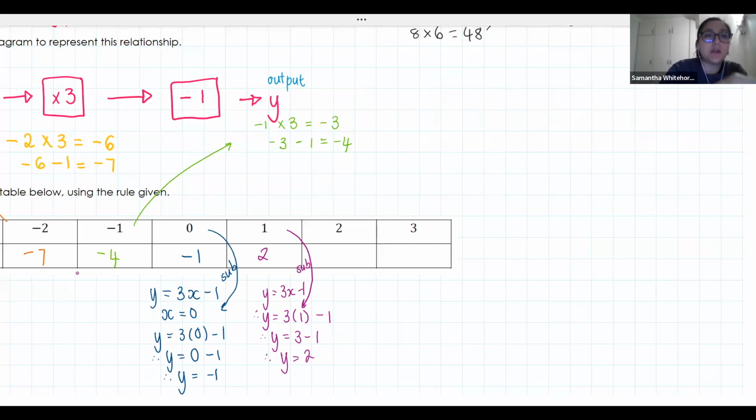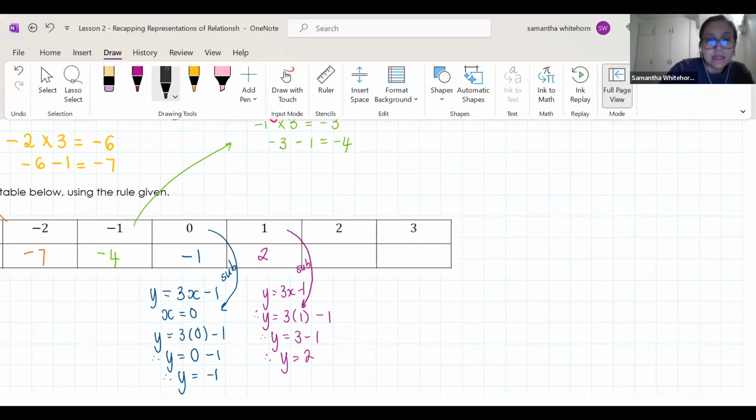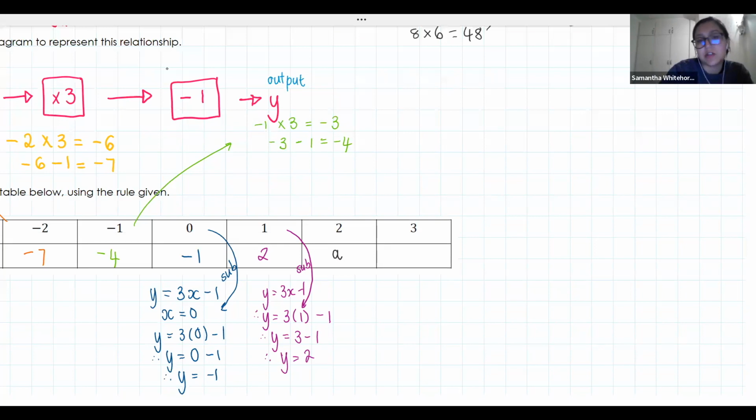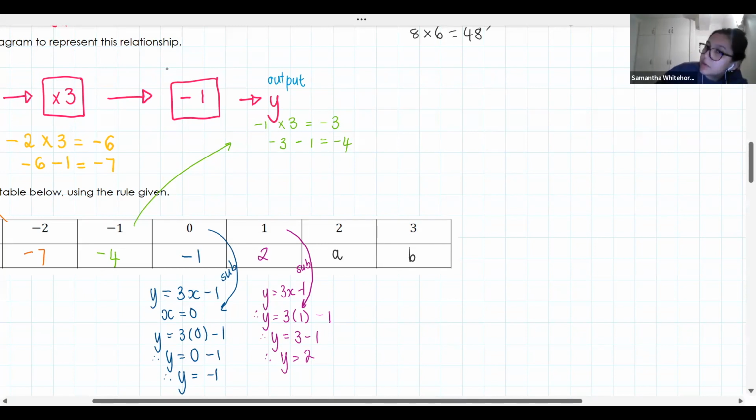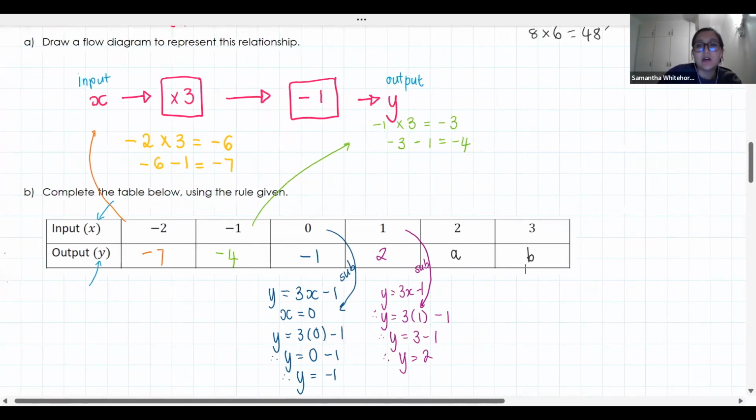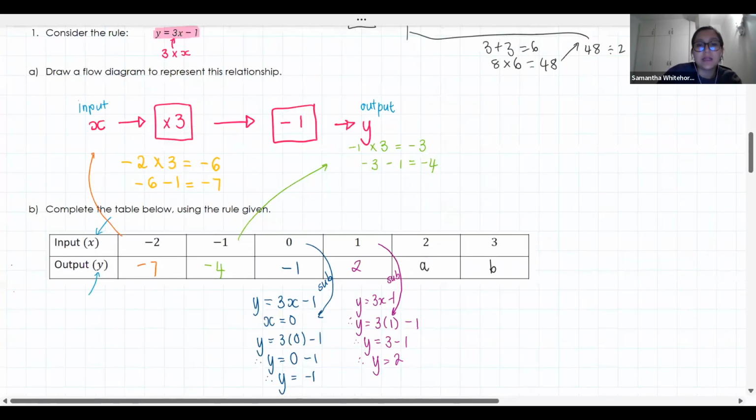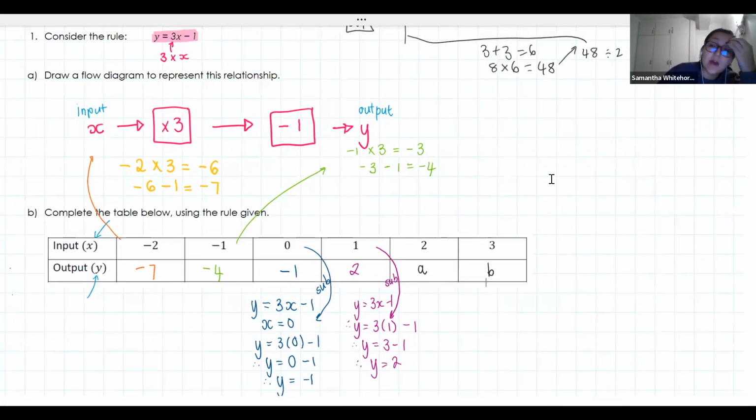So on the chat, what I would like from you guys is the output value that I'm just going to call A, where your input is 2, and the output value at B, where your input is 3. We're going to come and discuss that in a second. So guys, again, on the chat, I want answers for A and B in the table. So basically the 2 output values for an input of 2 and an input of 3.